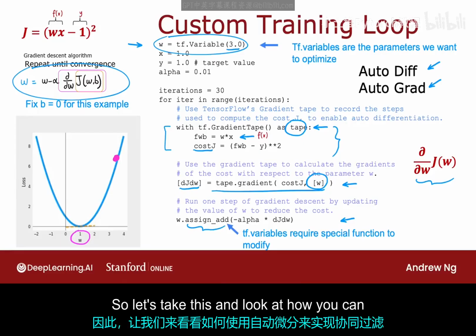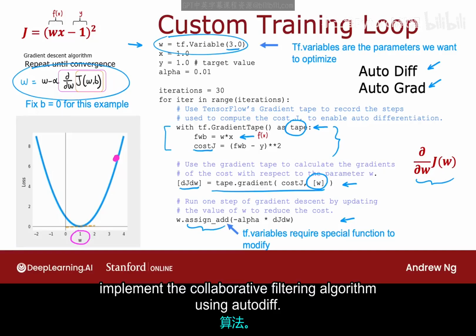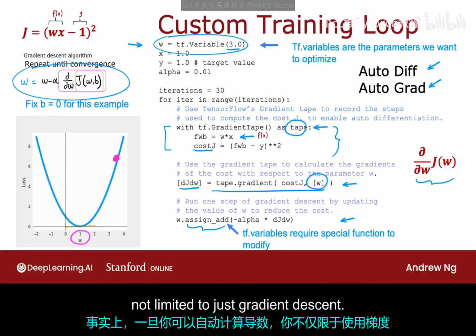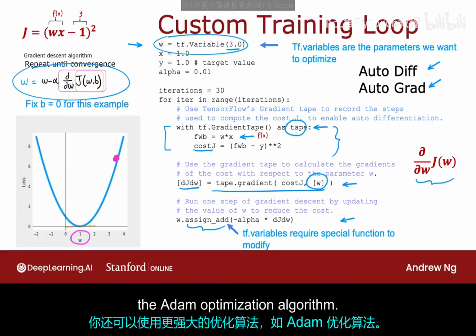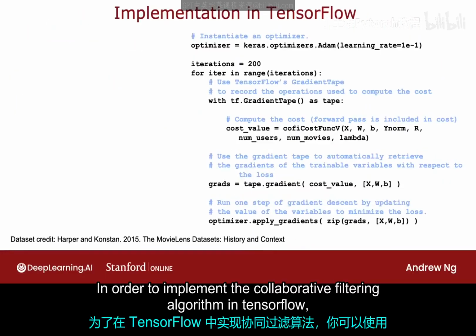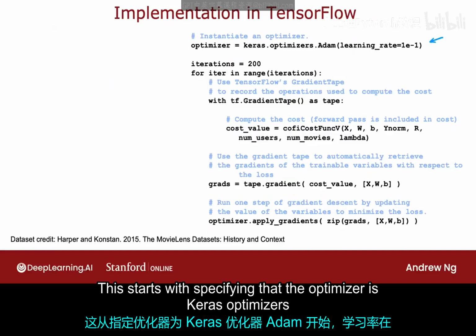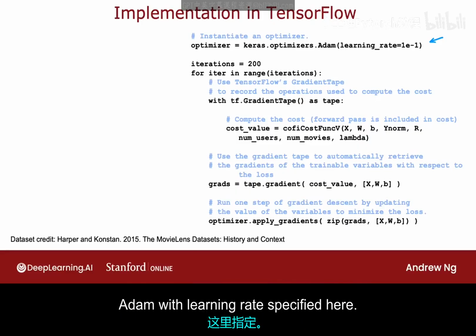So let's take this and look at how you can implement the collaborative filtering algorithm using AutoDiff. And in fact, once you can compute derivatives automatically, you're not limited to just gradient descent. You can also use a more powerful optimization algorithm like the Adam optimization algorithm. In order to implement the collaborative filtering algorithm in TensorFlow, this is the syntax you can use. Let's start with specifying that the optimizer is Keras optimizers Adam with learning rate specified here.